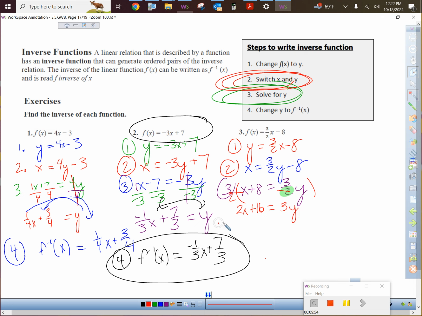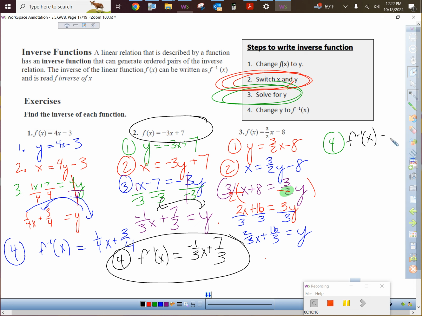Then we got to divide everything by 3. So bada boom, bada boom, bada boom. And I get 2/3 x plus 16/3 equals y. So finally, step 4. Again, I don't care that they're all stacked on top of each other. I just needed to number their steps. So I kind of ran out of room, so I went to a new area.